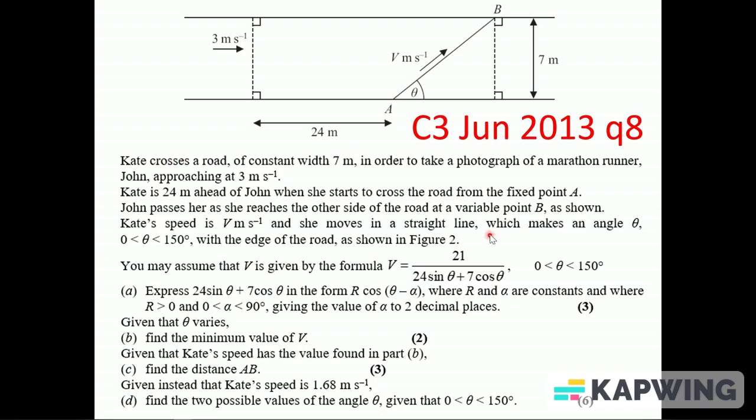But I thought there's a lot of contextualisation here, which is all a bit pointless, really. They talk about Kate crossing the road, constant width. She starts off 24 metres ahead. So Kate runs from here to here, and John is running along the road. But they get to the other side of the road at the same time, so they reach this line at the same time.